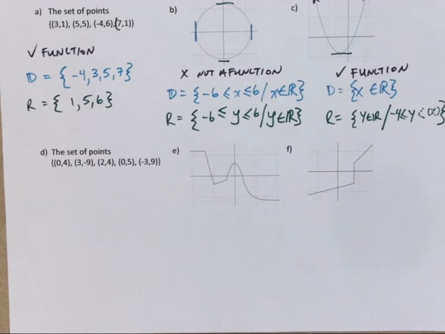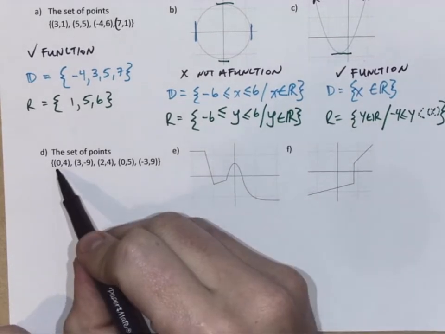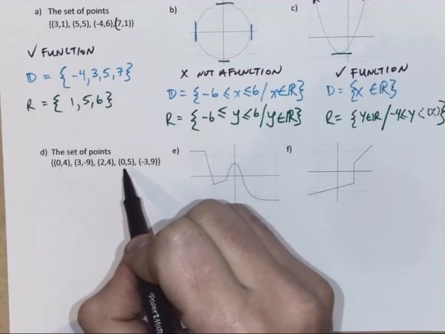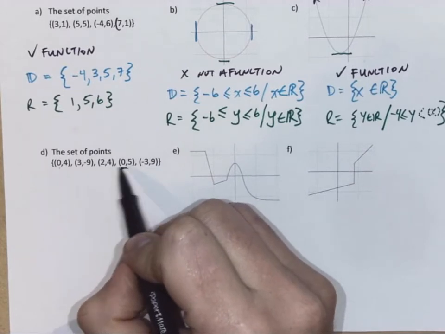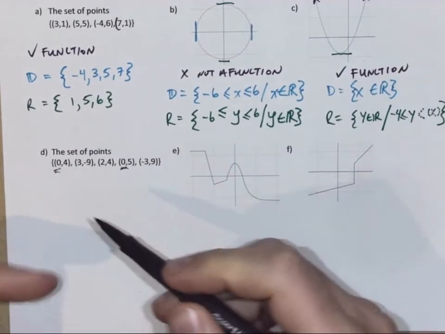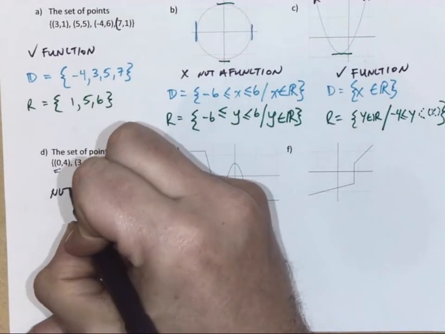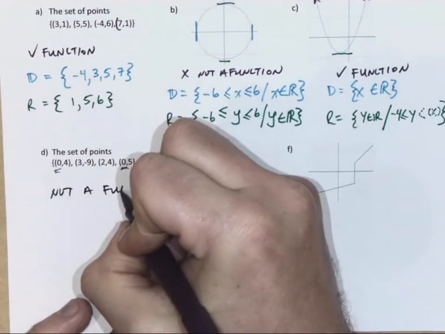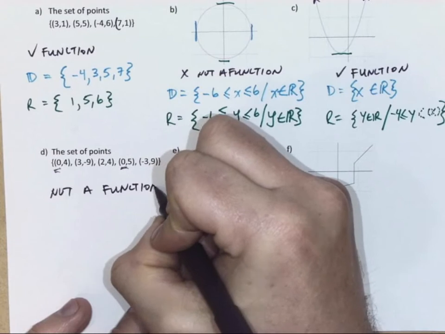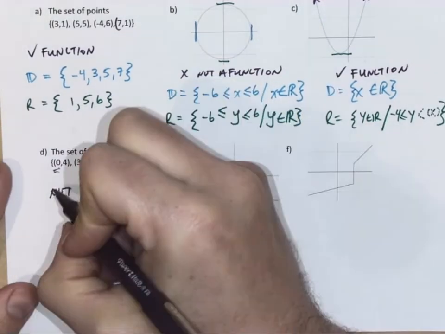Again, a set of points. I'm looking for x values: 0, 3, 2, 0, negative 3. Oh, I said 0 twice, which means (0, 4) and (0, 5) are above one another, so not a function. We can still graph these, they are still points, but it is not a function.